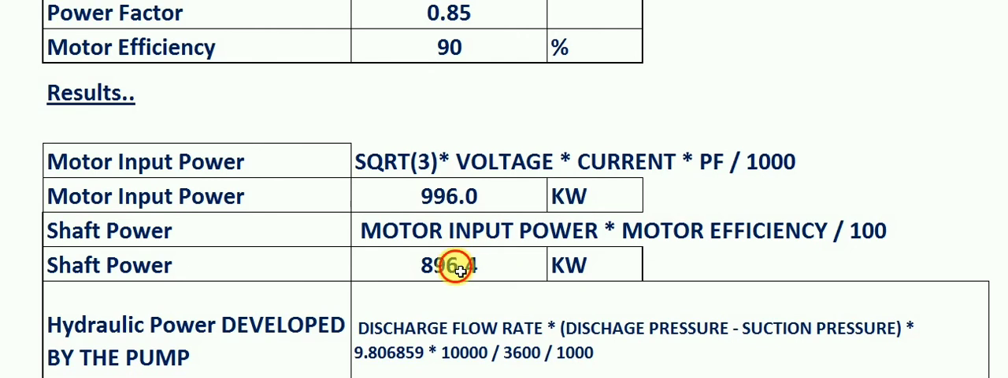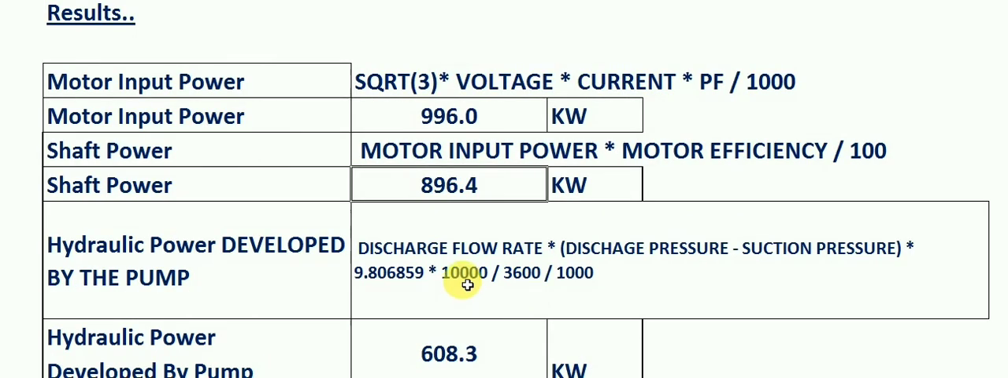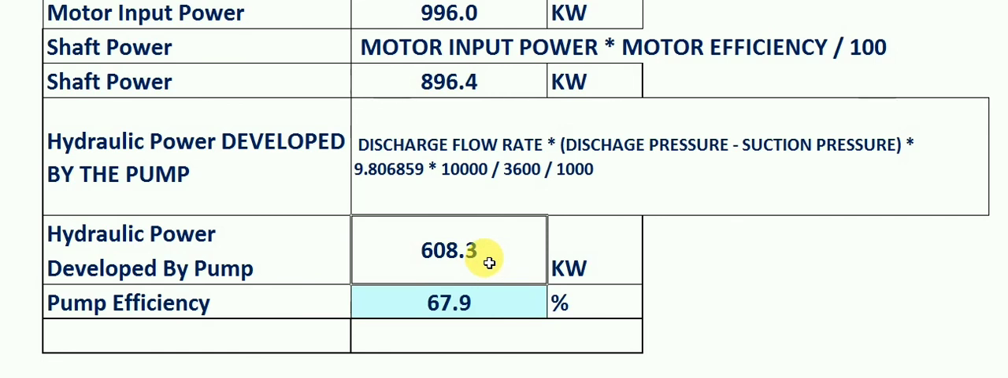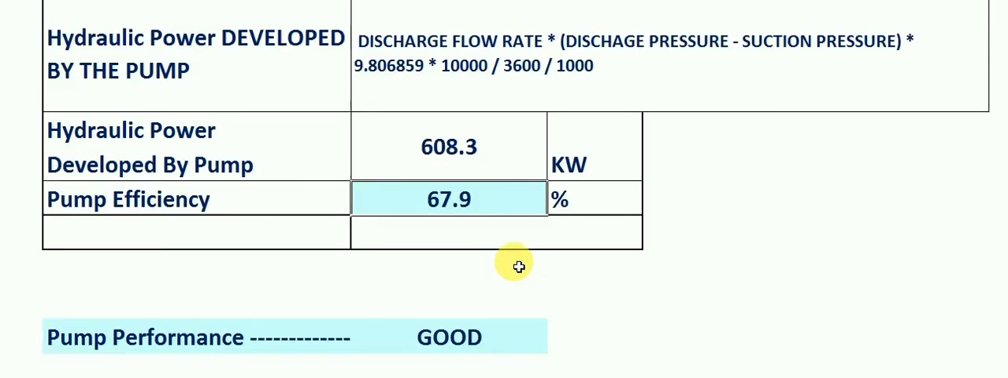Shaft power we got by multiplying with the efficiency of the motor, because we calculate the input to the motor only. So shaft power is the motor output power. Hydraulic power we calculated by the discharge flow and discharge pressure, with unit conversion from kg per centimeter square to Newton per meter square. We'll get this hydraulic power. What is the output of the pump? That is energy stored in the liquid which is in the outlet of the pump. So input we have the shaft power. Output divided by input into 100 is the basic efficiency of the pump. So our pump is running under good performance, so we no need to worry.